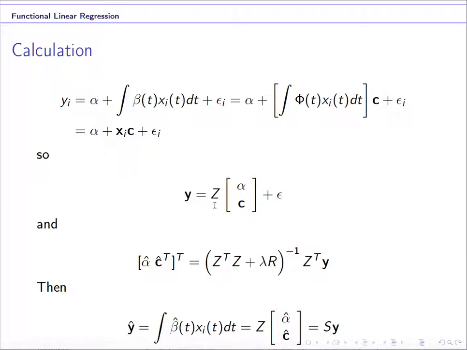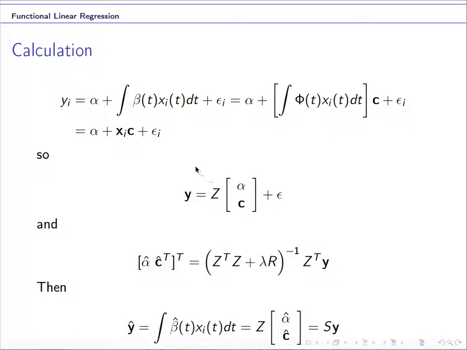We define z as the covariate design matrix, with the first column as 1 and the rest being this xi. Then we can write this in matrix form: y equals z times (alpha, c) plus epsilon. Suppose we have j basis functions to represent beta of t, then (alpha, c) will be a column vector of length j plus 1, and z will be an n times (j plus 1) matrix. So this becomes a regular linear regression problem in matrix form.